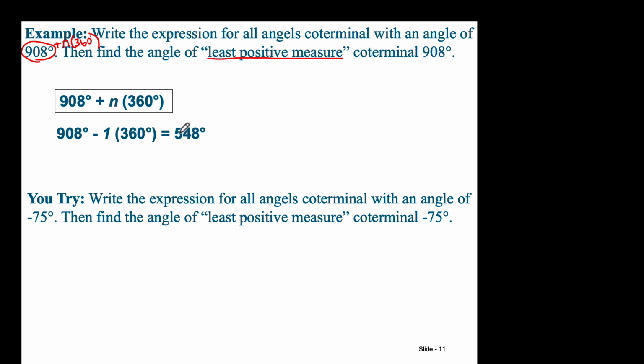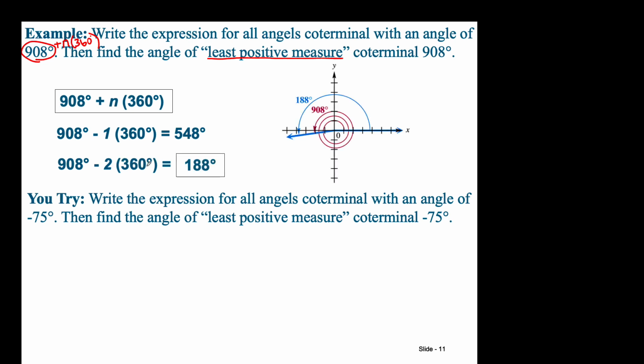So let's go again. Let's subtract out another set of 360. So type in 908 minus 2 full rotations. What you'll get is 188 degrees, and that's where you want to stop. If you subtract out another 360, you'll go into the negative range, which is fine. You'll find another coterminal angle, but they're asking us to find the least positive. So positive 188 degrees would be the least positive coterminal angle.